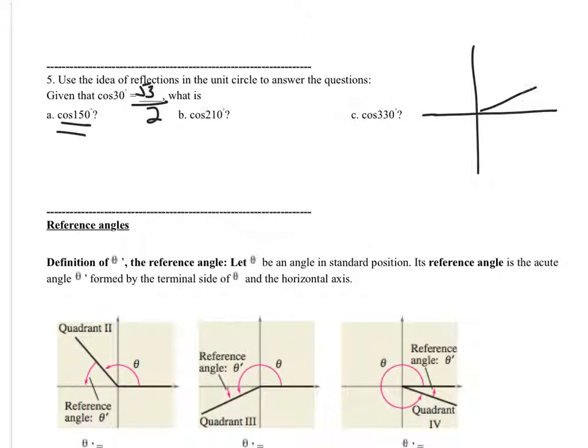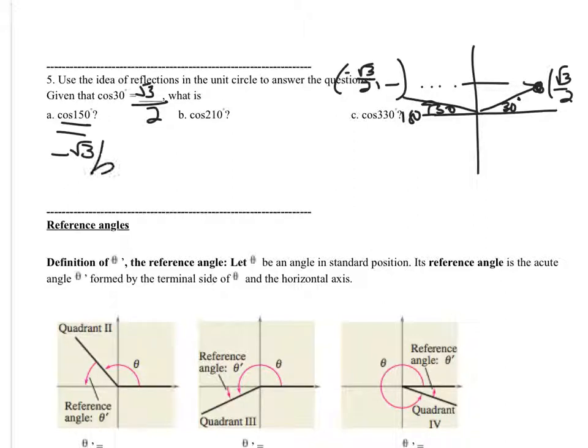So cosine of 30 is here. The x value is square root of 3 over 2. Where would 150 be if this is 30? And why did I pick 150? Well, 150 is just 180 minus 30. So you're going back 30, so this angle here is 30. Sorry, I cannot write that. And by reflection, it's the exact same x value, but it's negative. I don't even care about the y. So it's negative square root of 3 over 2.